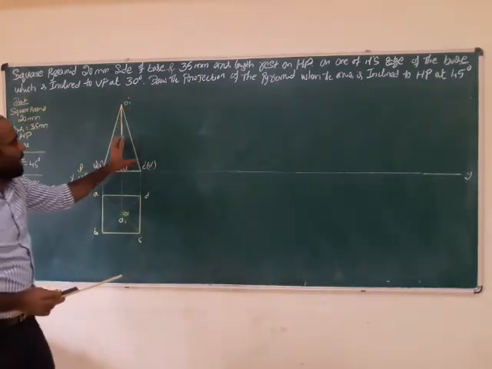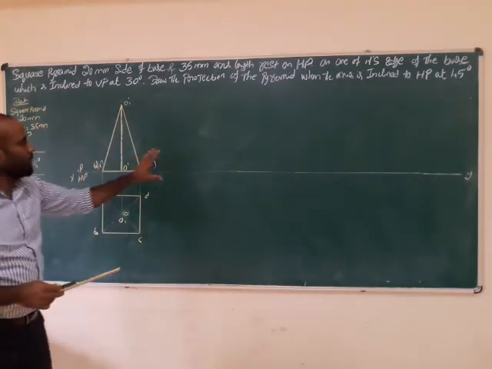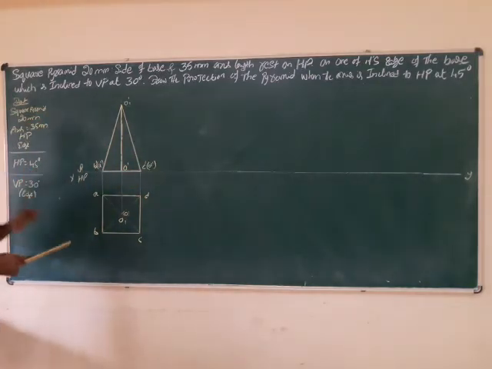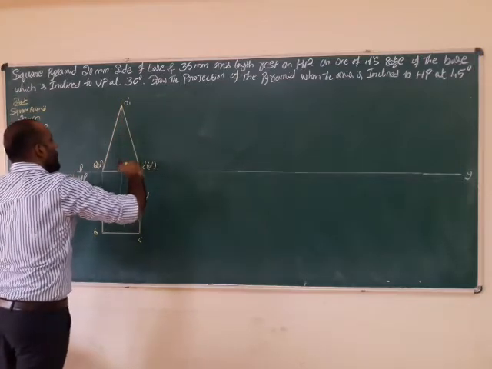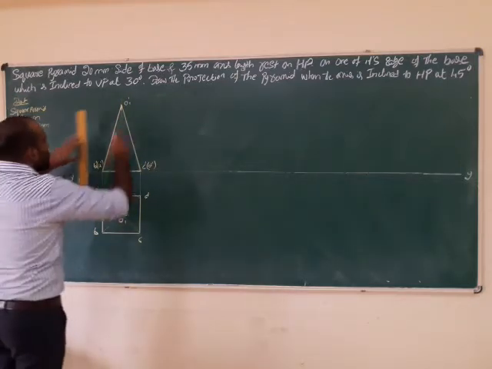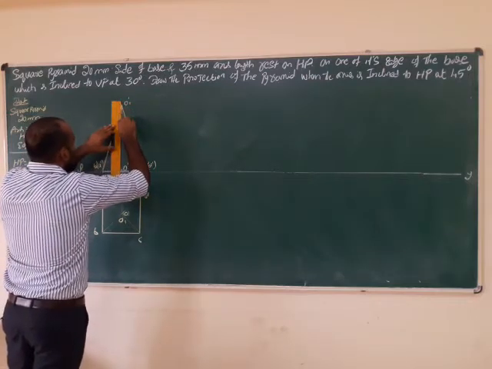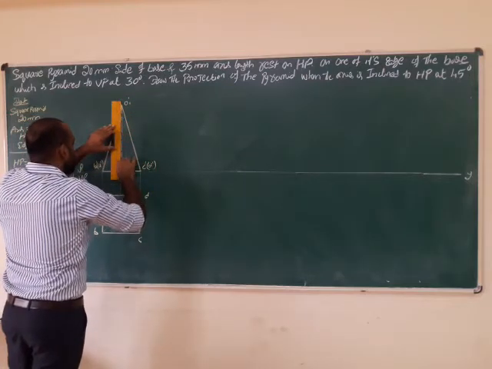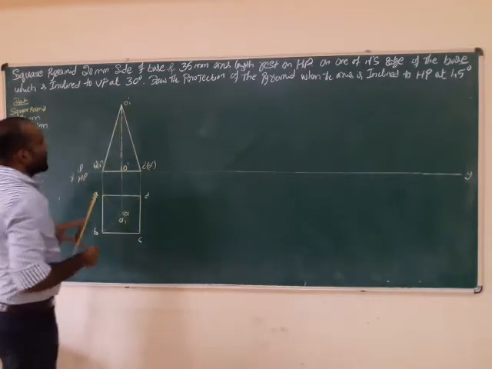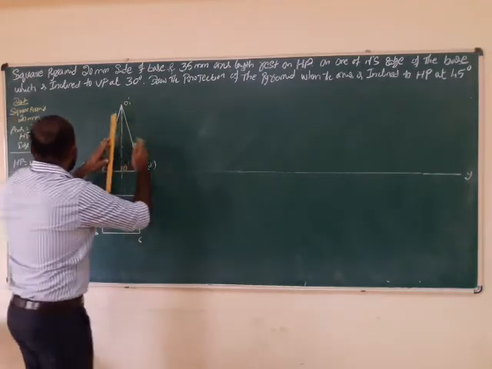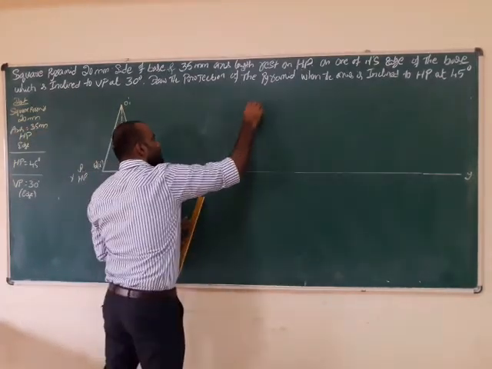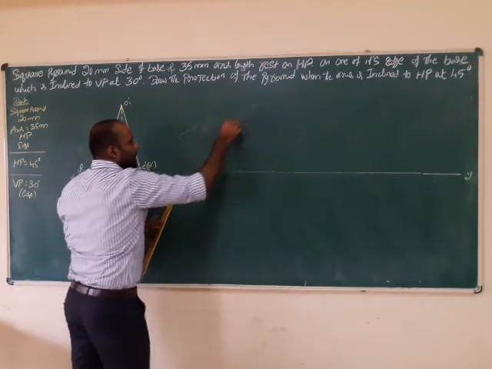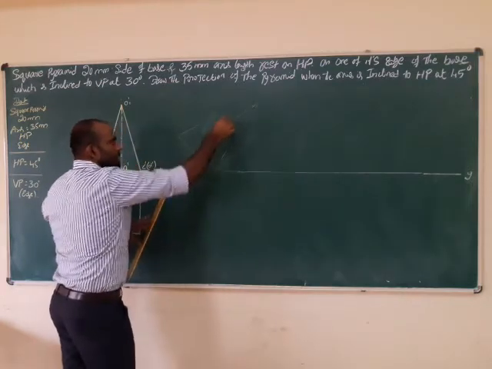After that, you have to incline the triangle at 45 degrees. That's why we have to write axis line, because this is the center. You have to incline it at 45 degrees. If it is inclined at 45 degrees, this is the 45 degree axis line.